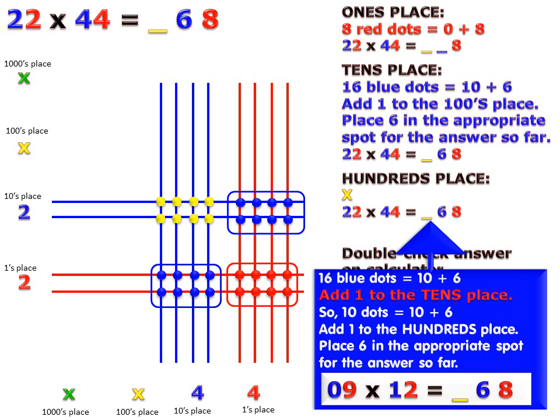So now we still have 10 plus 6. So the 10 is going to go into our hundreds place. We're going to add 1 to the hundreds place in the next round. And then that 6 we're going to place in the appropriate spot for the answer so far. So far our answer is blank, 6, 8.